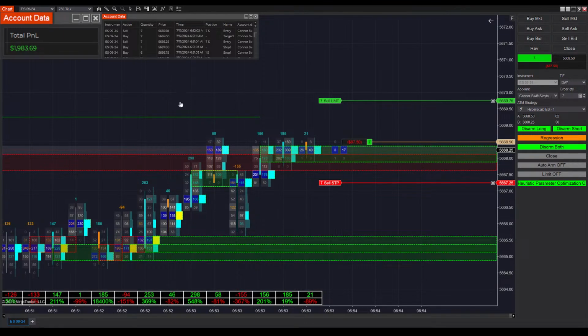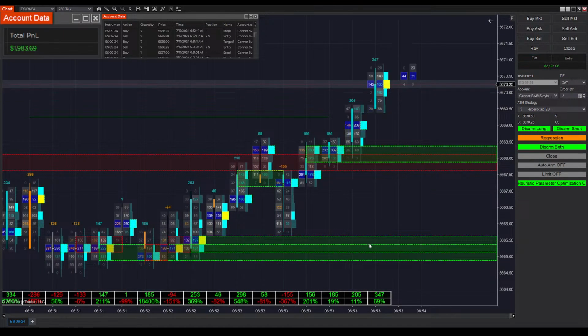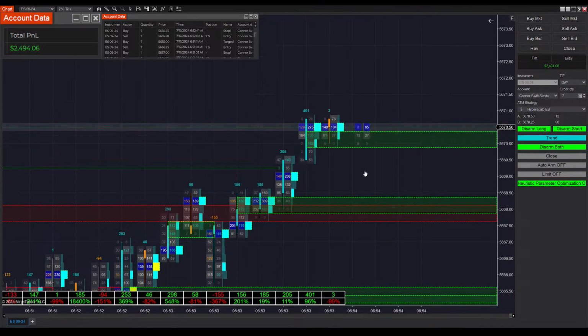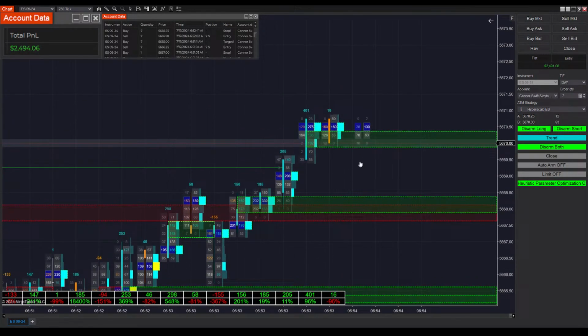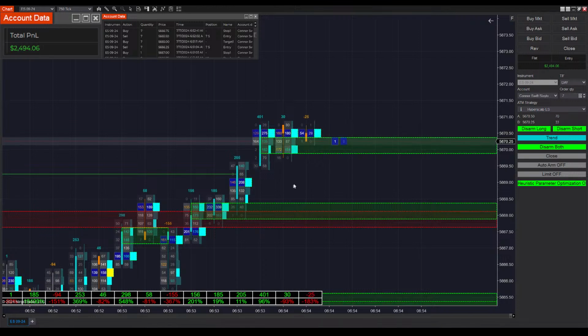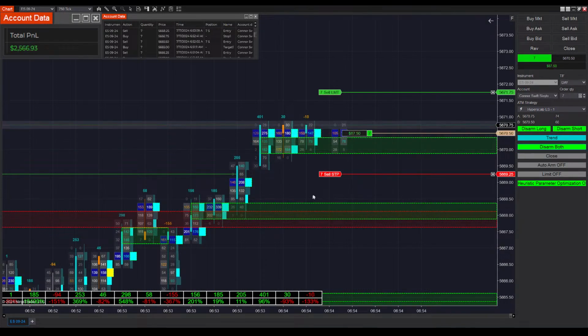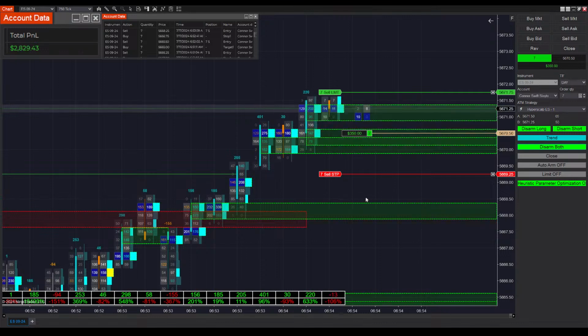Just got filled into a long position here. Up to 2,500 now. We broke out of that zone now. We're going to be in trend mode as long as this range holds. But if we dip back down under this, we are going to have to switch back into regression. But we got filled into a long position here, so I'm pretty confident about this trade.